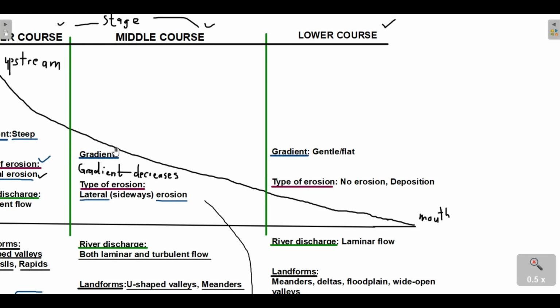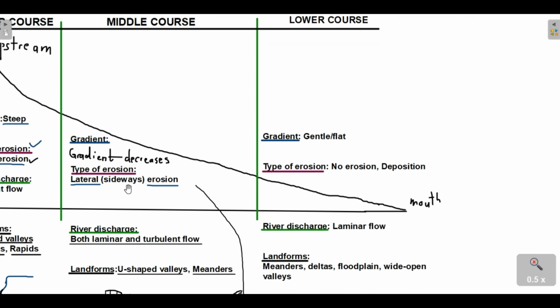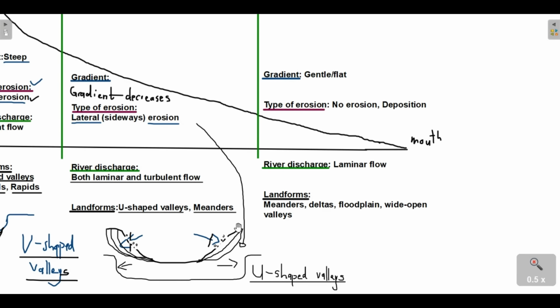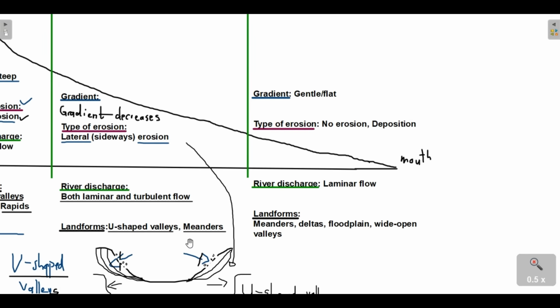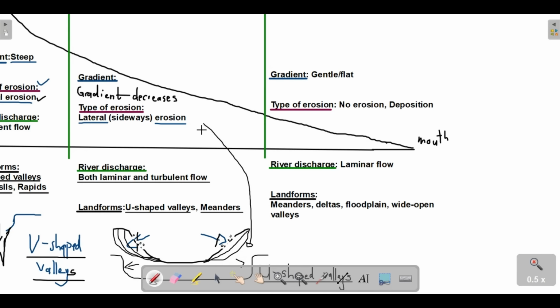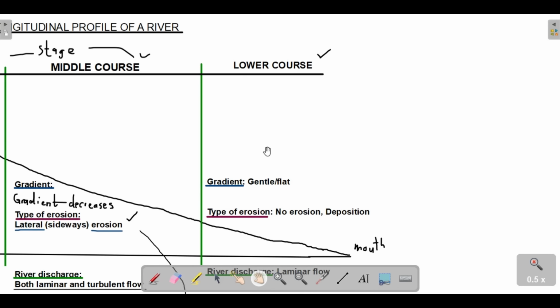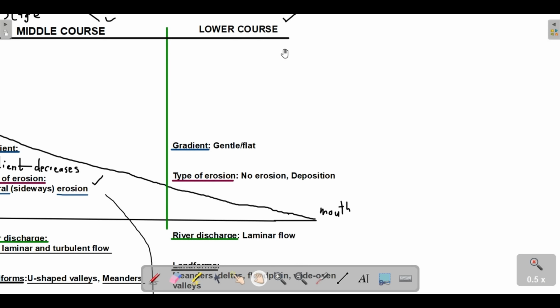Because of the greater volume of water that flows there, you start to see lateral erosion, sideways erosion, the flowing water eating out the sides of the river channel, and hence the river channel becomes wider and wider and forms these U-shaped valleys. Right. So some would say that there is vertical erosion here, but it decreases. What dominates more is lateral erosion. Okay, you can say that it is both lateral and vertical erosion, but lateral erosion dominates, and hence we see these U-shaped valleys. And so we head on to the next course, or the next stage, which is the lower course.